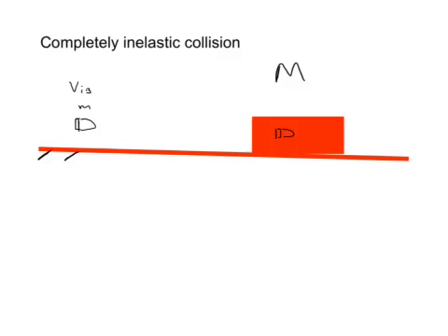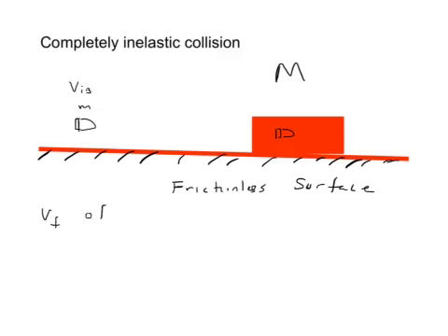And let's just suppose that we've got a frictionless surface, so that the block and bullet will then start to move after the bullet comes to rest in the block. And so what I want to know is, what's the final velocity of the block and bullet?